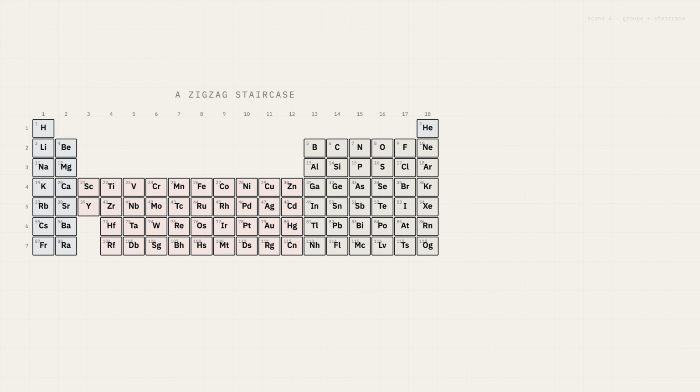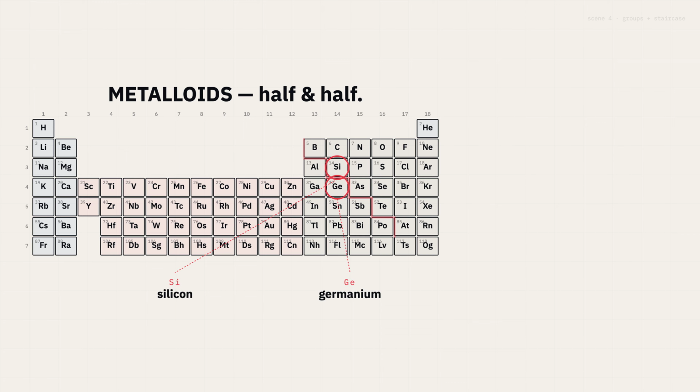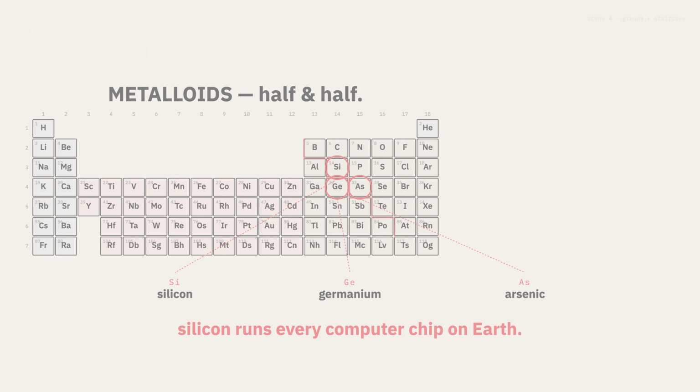And there's a third pattern hiding in plain sight. A zigzag staircase running down the right side. Everything left of it, metal. Everything right of it, nonmetal. The few elements sitting on the staircase itself, silicon, germanium, arsenic, those are metalloids, half metal, half not. It's why silicon runs every computer chip on Earth.